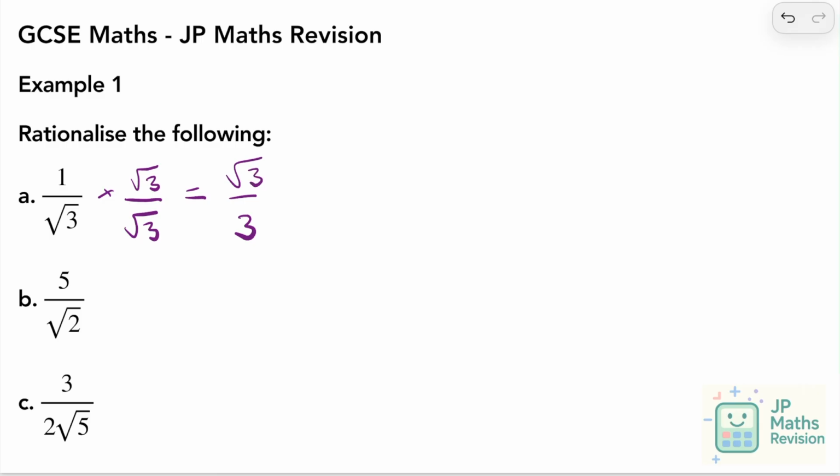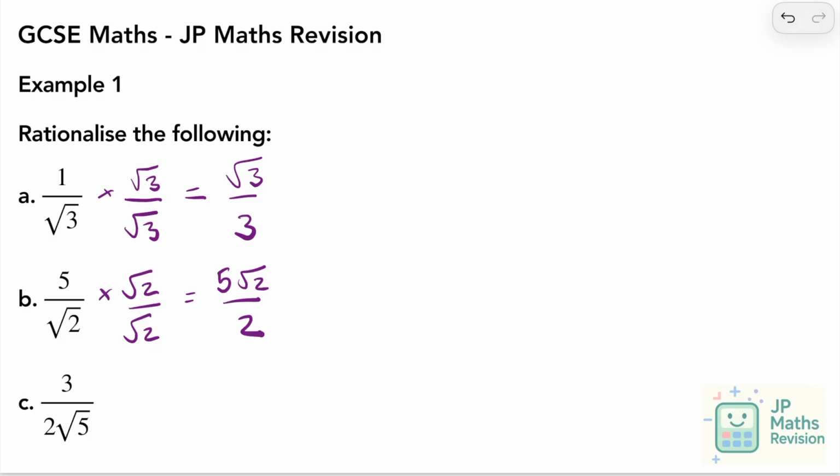For this example, I'm going to times the top and the bottom by root 2. I have to times both of them by root 2. So 5 times root 2 is 5 root 2, and root 2 times root 2 is root 4, and the square root of 4 is 2. So I end up with 5 root 2 over 2.